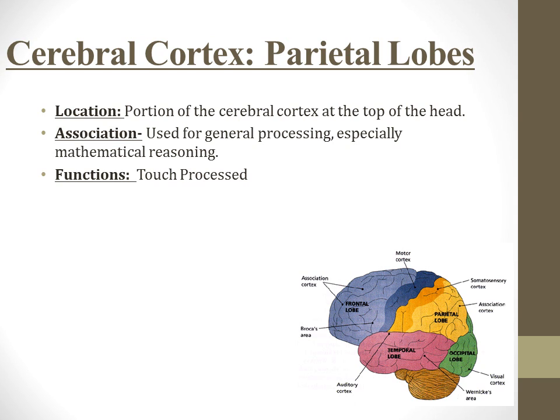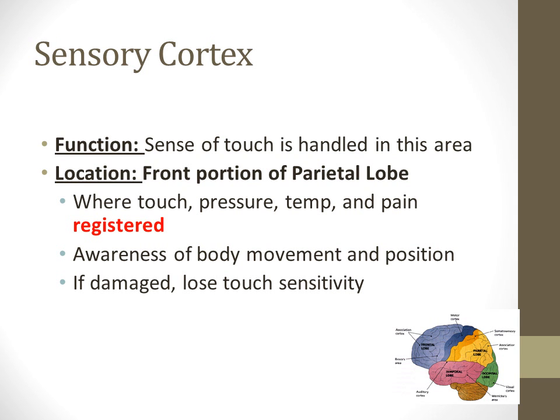parietal lobe. Also included in the parietal lobe is the sensory cortex. The sensory cortex is in the front of this lobe; it kind of backs up to the motor cortex. The sense of touch is handled in this area, where touch, pressure, and pain are all registered. It also handles our awareness of body movement and position. If this is damaged, we could lose the ability or the sensitivity of touch.